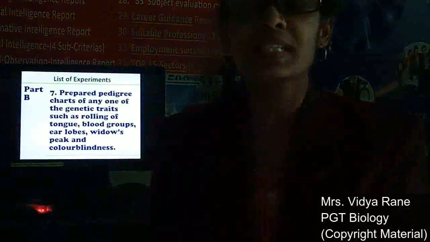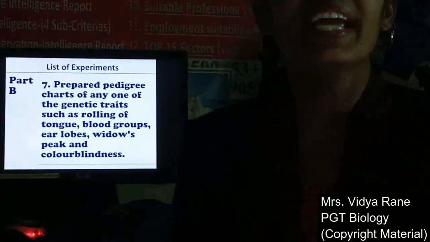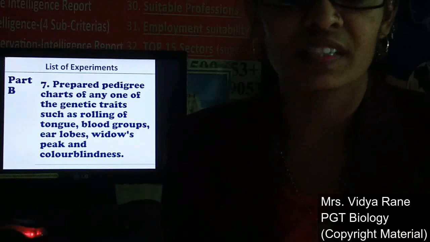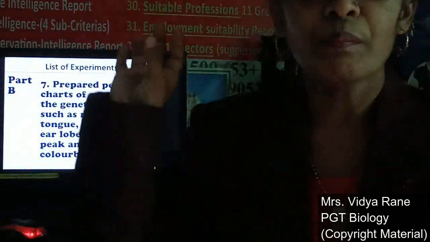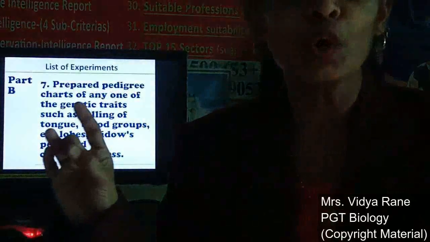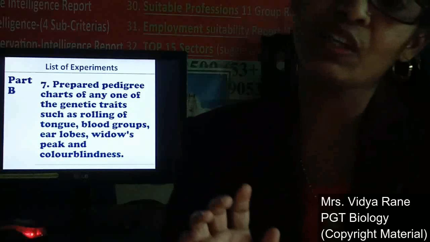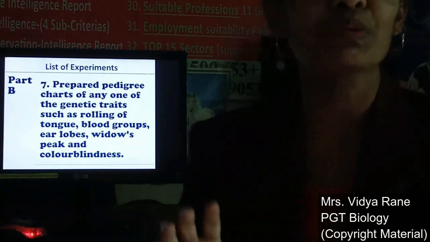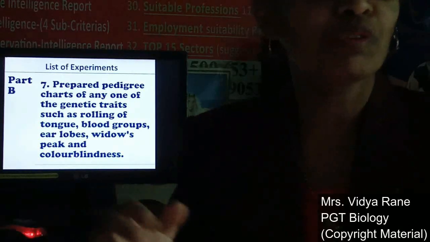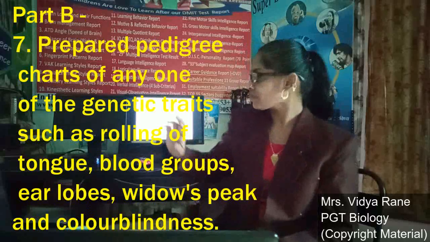Your next experiment is experiment number 7. Here you are studying a pedigree chart of any one of the genetic traits. The genetic traits given here are rolling of tongue, blood groups, earlobes attached or free, and widow's peak. Out of these, you can consider any one genetic trait, and for that trait you are going to study a pedigree chart which will be provided. Color blindness is also there.